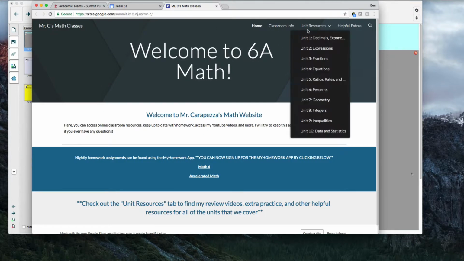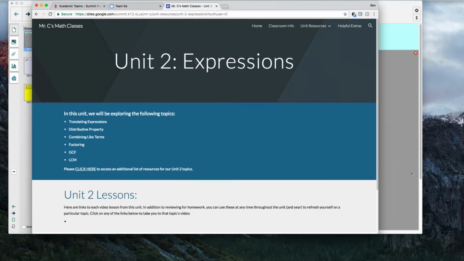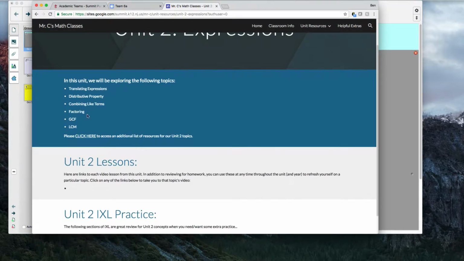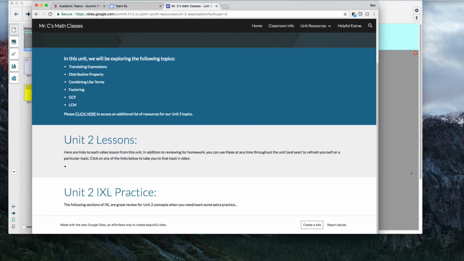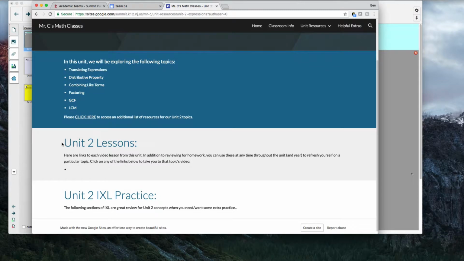At the top here, you'll notice where it says Unit Resources, and there's a drop-down menu. You'll just go to whatever unit we're in. Right now it's Unit 2, and eventually all of these links will look similar. Here's the topics for this unit. Right here is where you want to pay attention, though. Where it says Unit 2 lessons, there will be links for every lesson that'll take you to the YouTube video related to that lesson. So if ever you need to refresh yourself or do a little extra studying, this is where they will be.